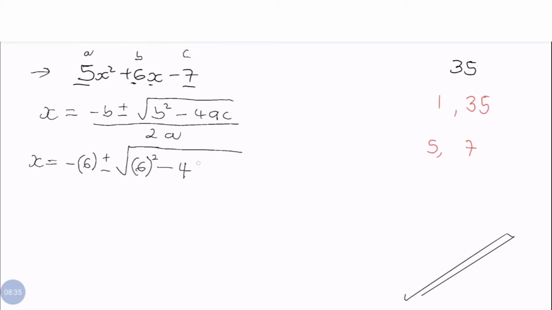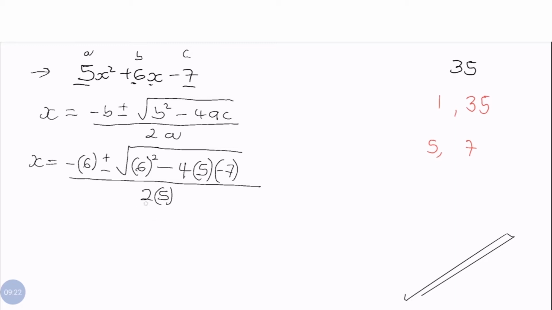Okay, we have 4. What is a? a is the coefficient of x squared, which is 5. So we'll substitute 5. And c is 7. But here we have to look at the sign as well. So the sign here is -7. So we'll substitute -7. All of this is over 2a. With a, we have to substitute the coefficient of x squared, which is 5. Now we are done substituting.